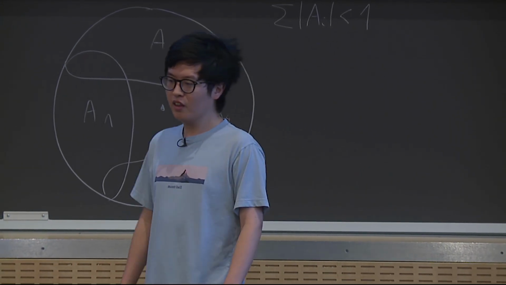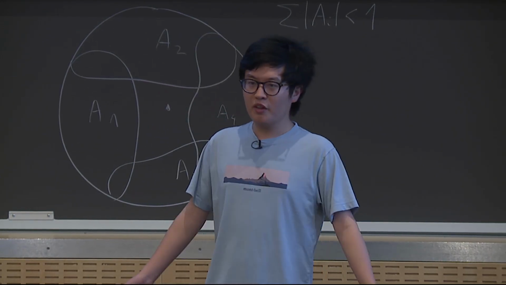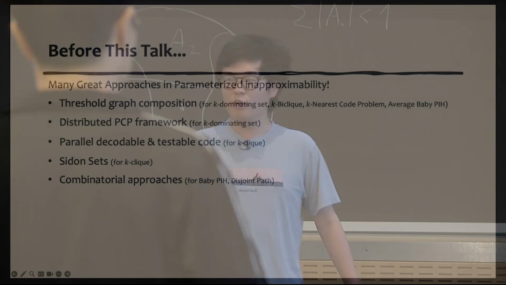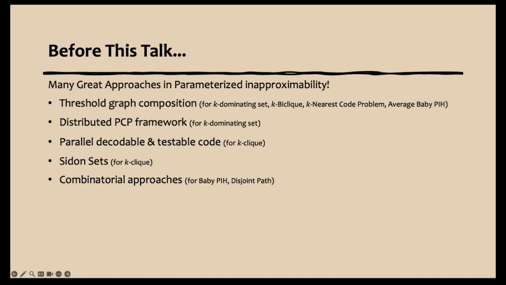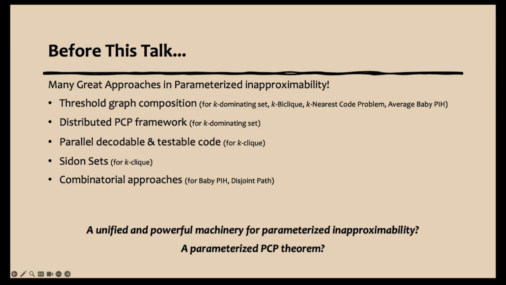Okay, let's start. Before this seminar, we have introduced many great approaches in parameterized inapproximability theory. For example, we have threshold graph composition, distributed PCP framework, parallel decodable and testable code, sequence sets, and other combinatorial approaches. However, it is natural to ask if there is a unified and powerful machinery for parameterized inapproximability. In other words, could we have a parameterized PCP theorem?